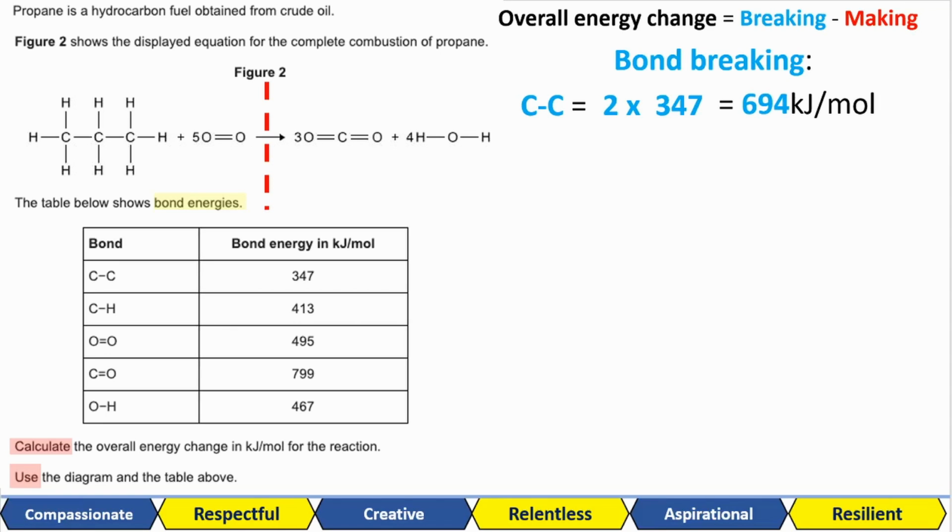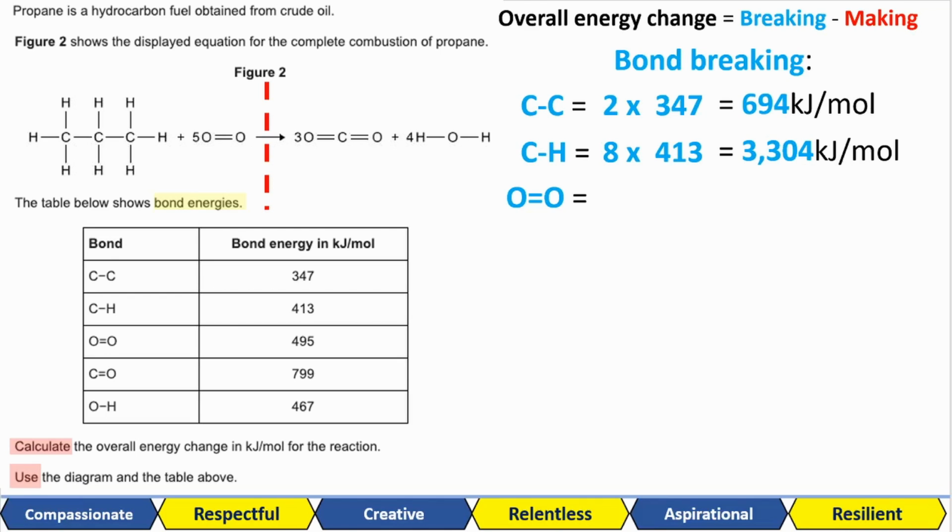Kilojoules per mole is just the units. We have carbon-hydrogen bonds that we also need to break on the left-hand side, and we have 8 lots of them. And each of the carbon-hydrogen bond has a bond energy of 413. So 8 times 413 gives us 3,304 kilojoules per mole. And finally, we have oxygen-oxygen double bonds here.